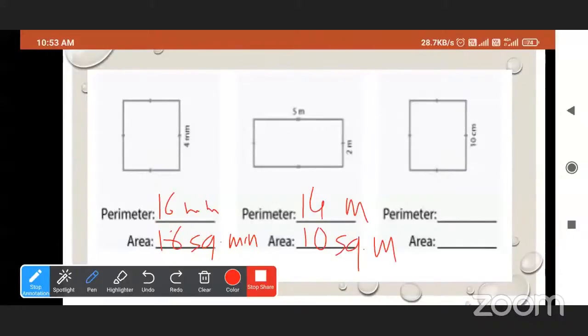Now the last one, the side of a square is given as 10 centimeters. So what is the perimeter? To find the perimeter of a square, we easily multiply the side by 4. And to find the area, we have to multiply side by side. So 10 into 10 is 100 square centimeter. This is the area of this figure.